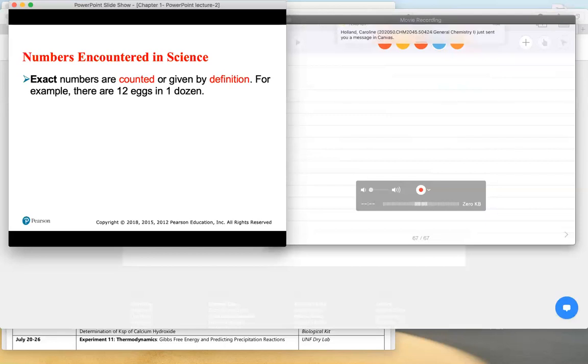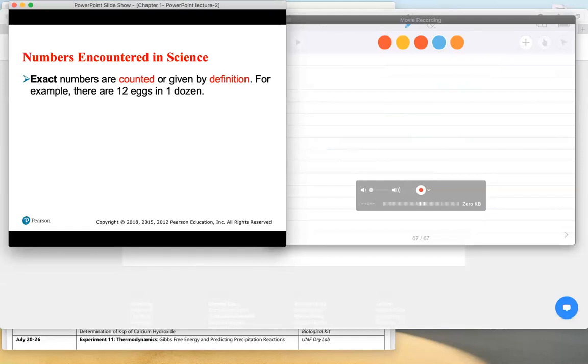How many quarters are in $1? You have to count. Those are exact. 7 oranges. All right, how did I end up with 7? It's by counting. Those numbers are exact. And then definition, what does definition mean? Something which has been defined.